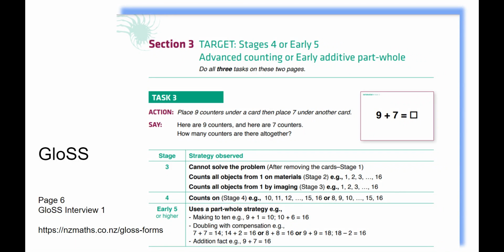Here we have an example of a task that would be presented during the GloSS assessment. The task provides an action and a short script as you present a card and manipulatives to a student to resolve a problem. The goal is to observe what strategy the student uses in solving the problem in front of them. So here we have 9 plus 7.